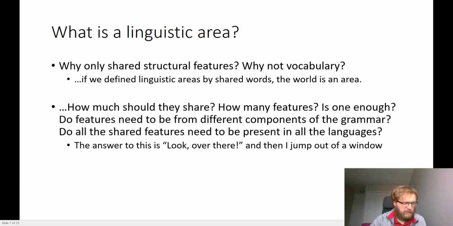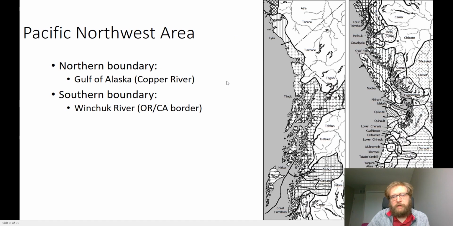Also, there's a lot of questions out there that we could research about how much information should these things share, how many features is enough, is 2, 3, does it have to be a lot? And I have one unified answer for all of this. So we're going to talk today about some languages spoken in the Pacific Northwest of what is now the United States and Canada, out in British Columbia, Washington, Oregon, Alaska, and California.